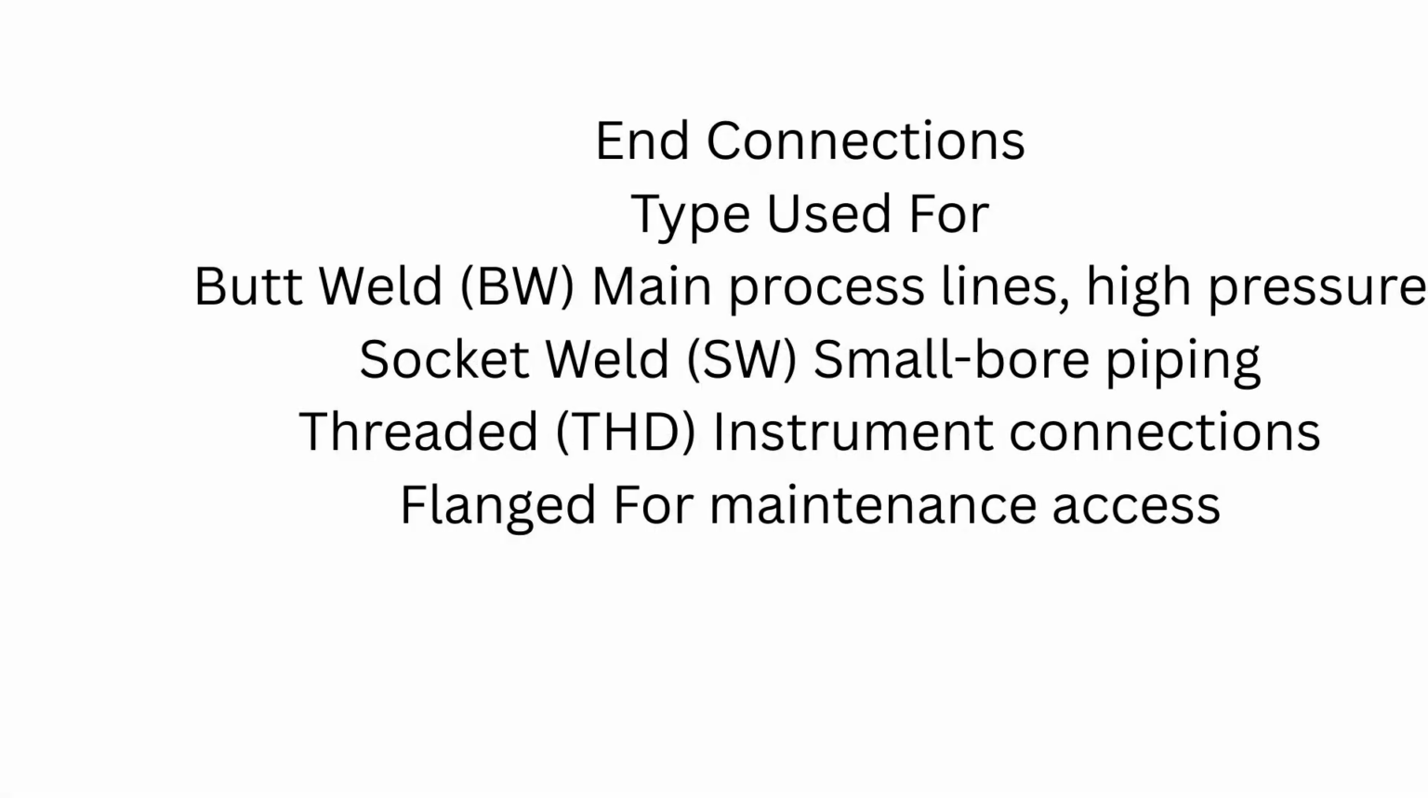End connections, type and use. Butt weld, BW: main process lines, high pressure. Socket weld: small bore piping. Threaded, THD: instrument connections. Flanged: for maintenance access.